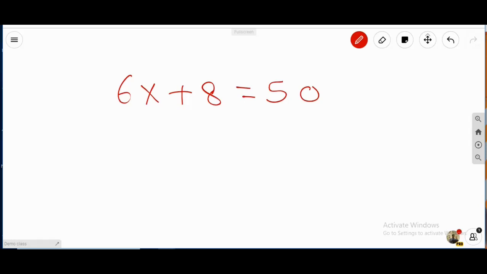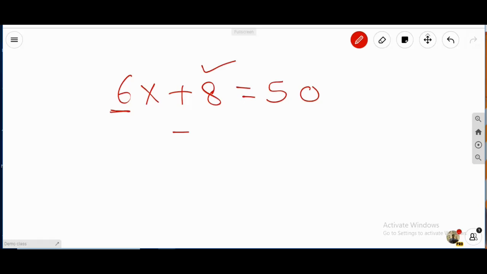So step number 1, I am going to remove the constant first. Here 8 is the constant, and 6 is called the coefficient, because a number that comes with a variable is called a coefficient.